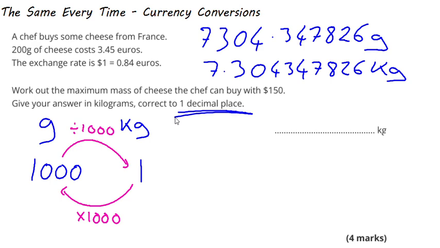So the first digit after the decimal point is this 3. Look at the next number, it's a 0. Does that tell us to round up or stay the same? Well, that's a stay the same. 0, 1, 2, 3, 4 will be stay the same. So the final answer, 7.3 kilograms of cheese.